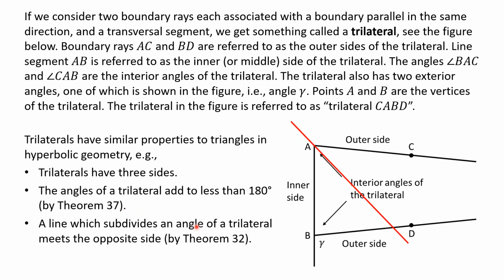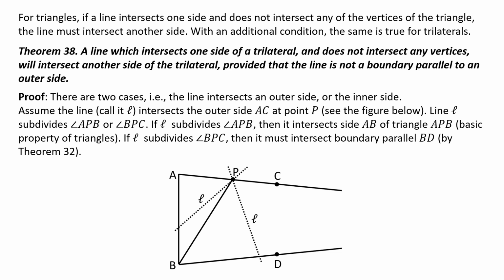And then a line which subdivides an angle of a trilateral. So I'm showing one here where you have a line subdividing this angle at A. It meets the other side, it intersects the other side here. And that was something we proved in theorem 32. For triangles, if a line intersects one side and does not intersect any of the vertices of the triangle, the line must intersect another side. With an additional condition, which we'll mention in this theorem, the same is true for trilaterals.